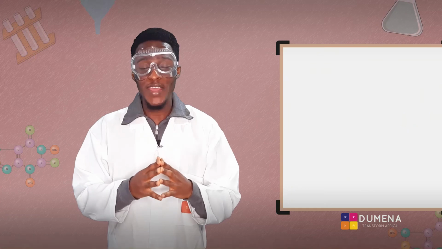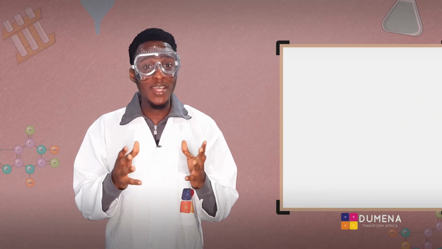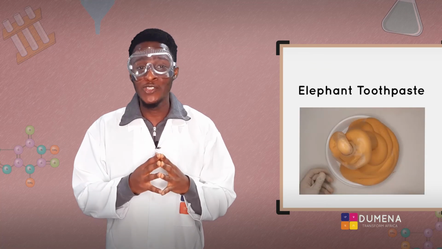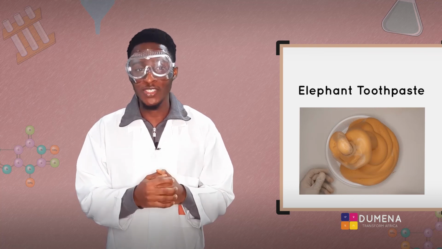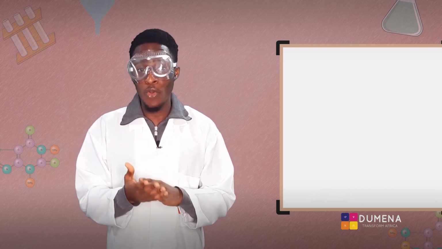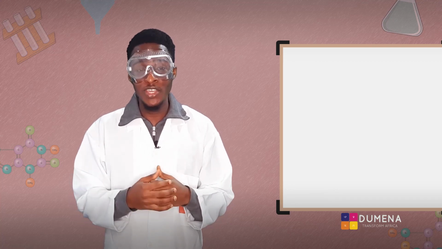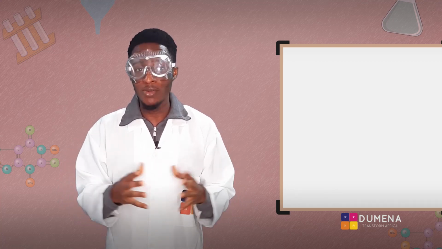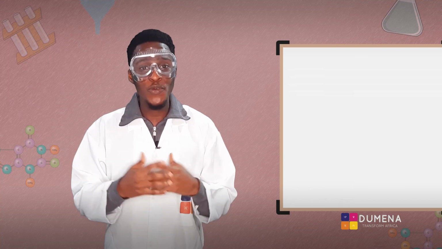Now that we've come to the end of this class, you've learned how to make a giant elephant toothpaste with some chemical mixtures. You've also learned that an exothermic reaction is what occurs by releasing energy in form of heat to its surroundings. And that is all for this wonderful class.